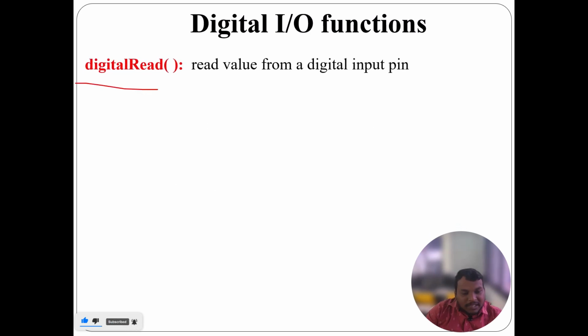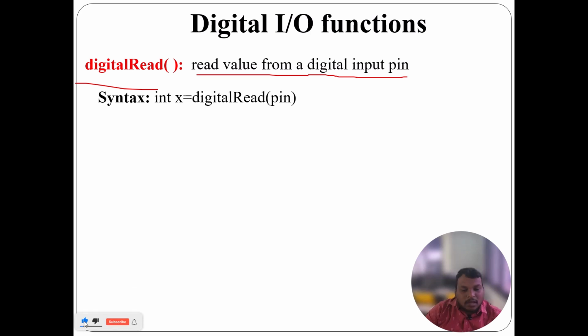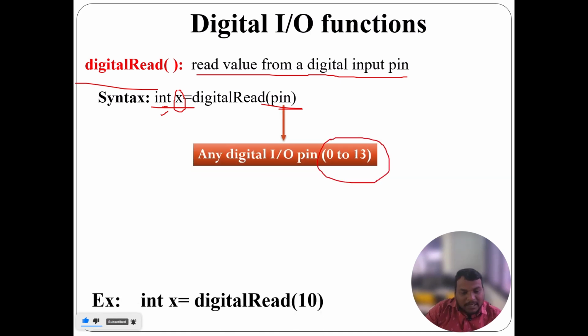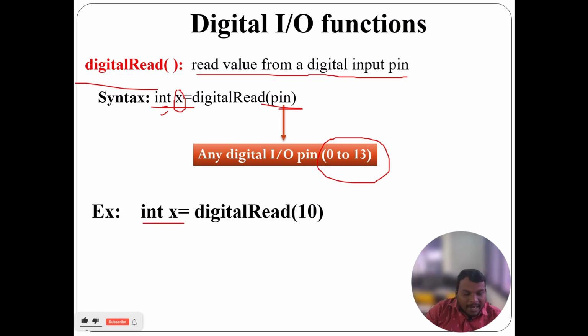Next, digitalRead. It reads the value from any digital input pin. So the syntax is int x, x as an integer, x = digitalRead(pin number). The pin number we can write from 0 to 13. For example, int x = digitalRead(10), which means the Arduino reads the data from pin number 10 and stores it in the x value. So the x value is 0 or 1.